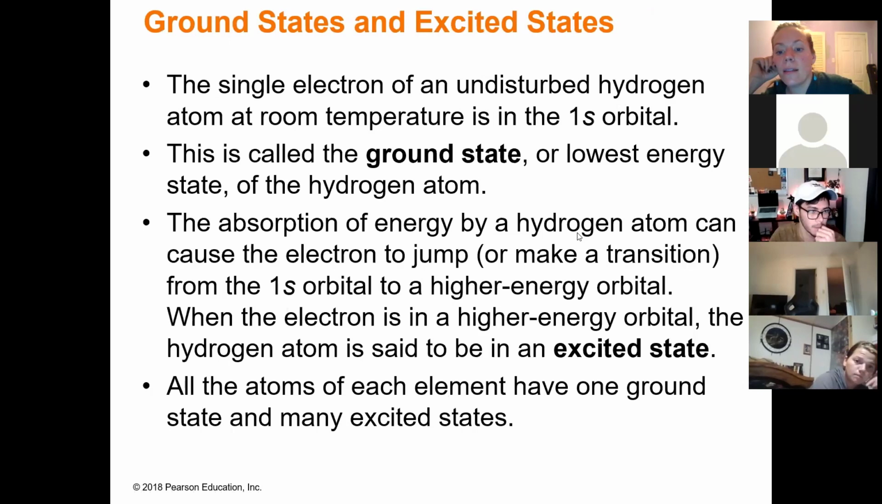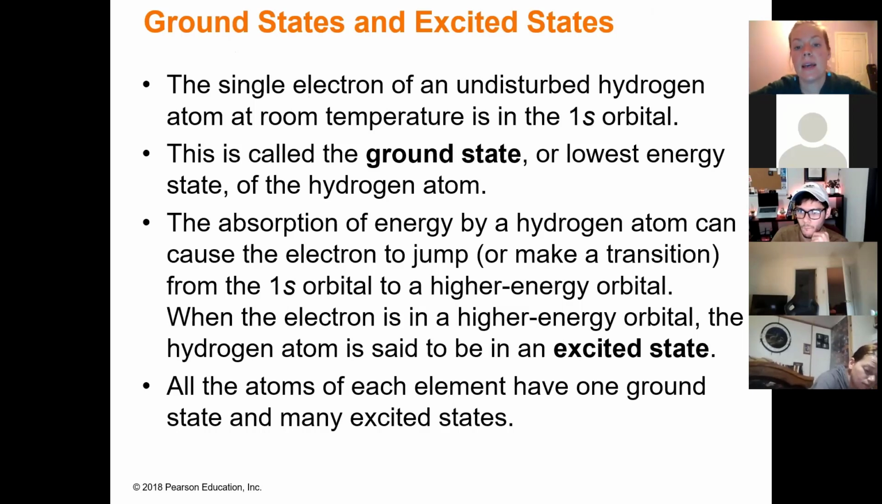So the single electron in an undisturbed hydrogen atom, because remember hydrogen has 1 proton and 1 electron, that single electron will sit in the lowest energy orbital, which is the 1s. And that's the thing closest to the nucleus. This is called its ground state. So when you hear me say the ground state, it's all the electrons in their lowest energy position. There's only one ground state for every element.